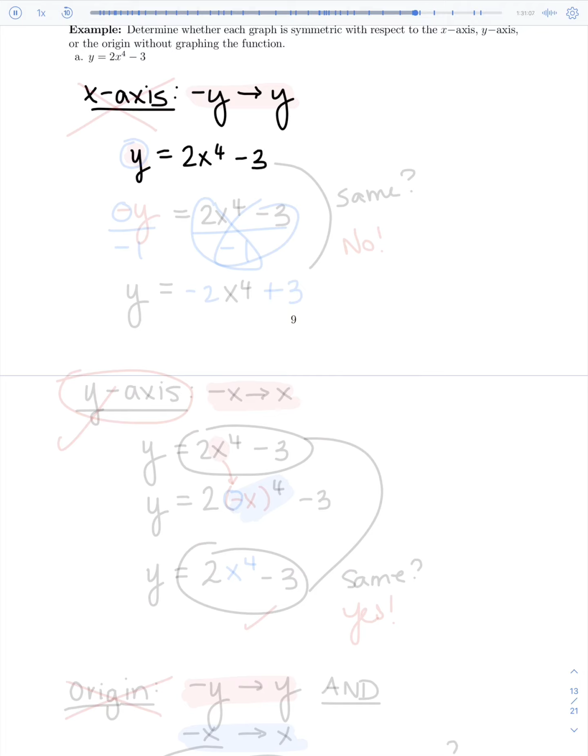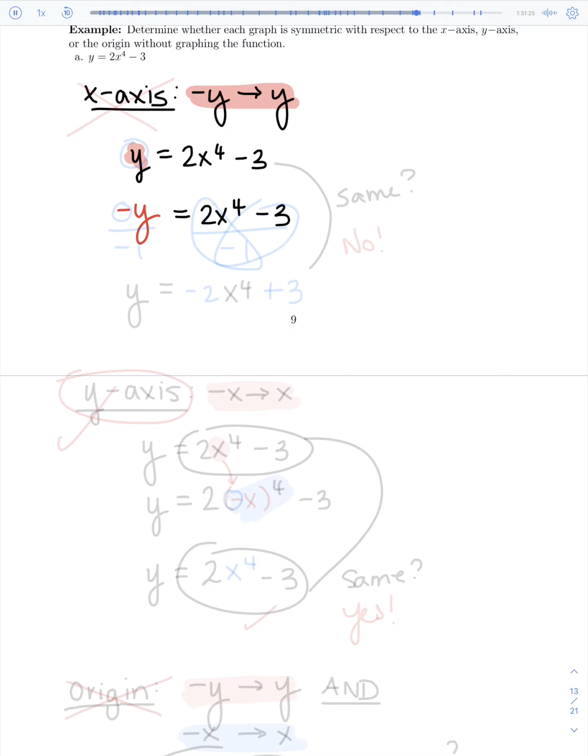And what this is telling you for x-axis symmetry is you've got to replace any y's with a negative y. So we'll replace that y with a negative y. Everything else will stay the same. The question is, is this the same as the original?